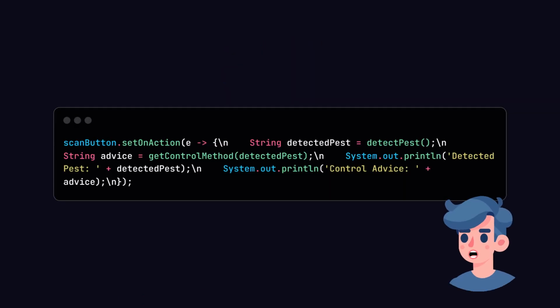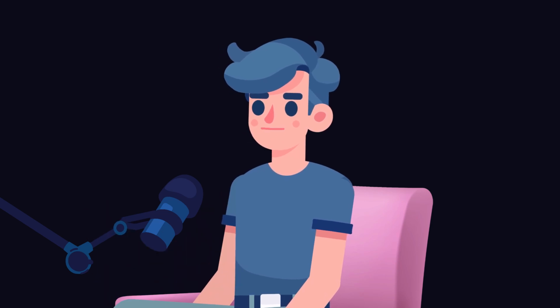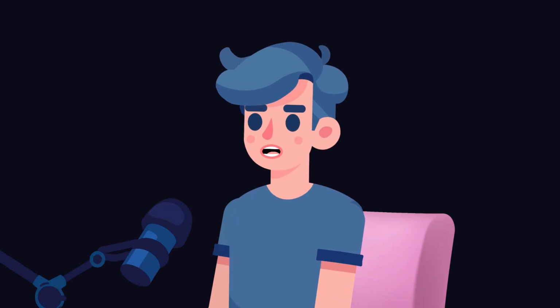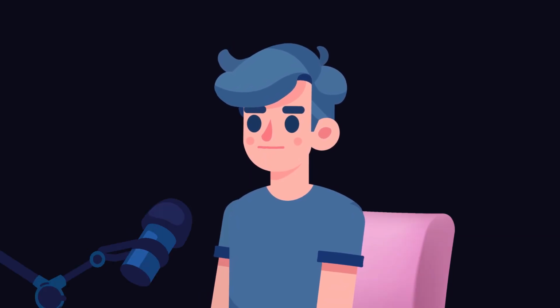We will now update the button's action handler to make use of the getControl method. When the pest is detected, it will also print the appropriate control advice to the console. Now, when you run the program and click Scan for Pests, you will see not only which pest was detected, but also how to deal with it responsibly. This is the power of bringing technology into pest control.